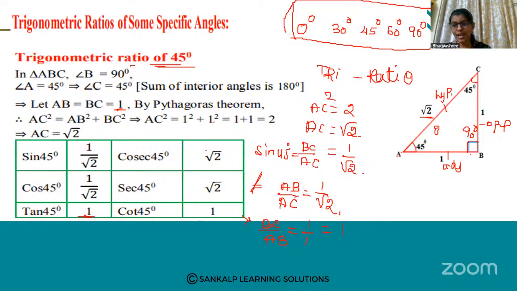Next, cosec 45 degree. That means the reciprocal of sine 45 degree. 1 by root 2 means cosec is root 2 by 1, reciprocal. You invert it. That is root 2. Here also root 2 by 1. Sec 45 degree is root 2. Root 2 by 1 is root 2 only, right? Cot 45 degree is again 1 by 1, that's equal to 1. Understood? This table is for 45 degree.